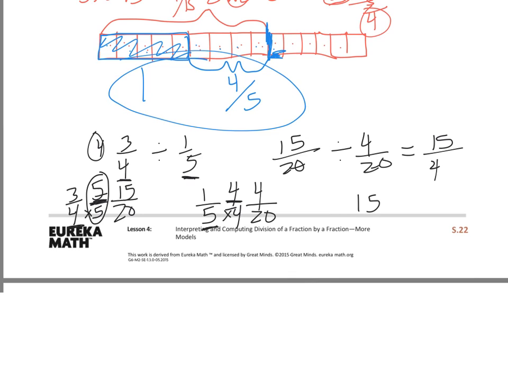So I can then show that. And I have a 3 left over, and it's going to go over my divisor. So 3/4.